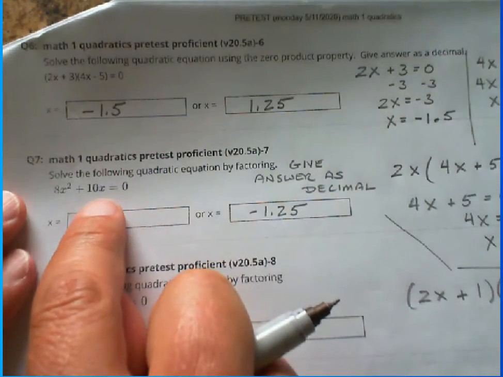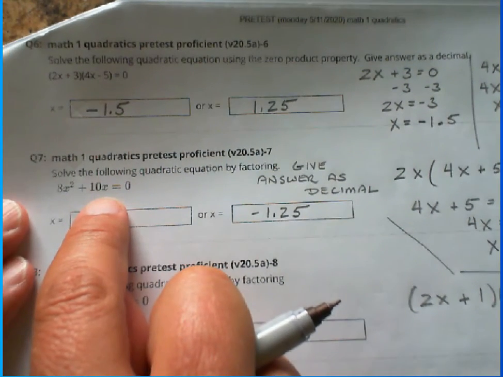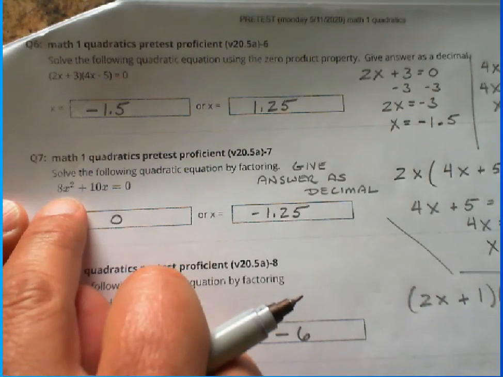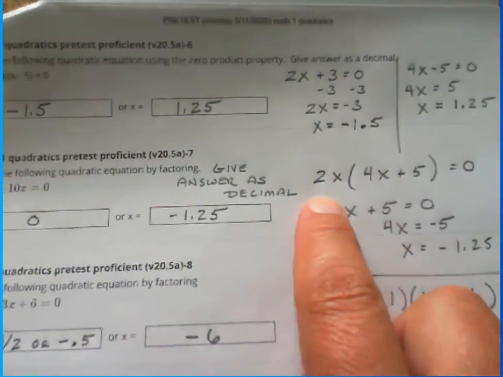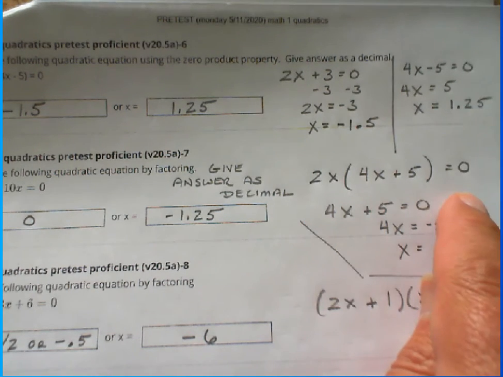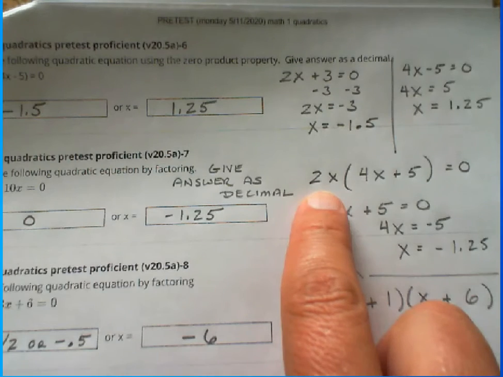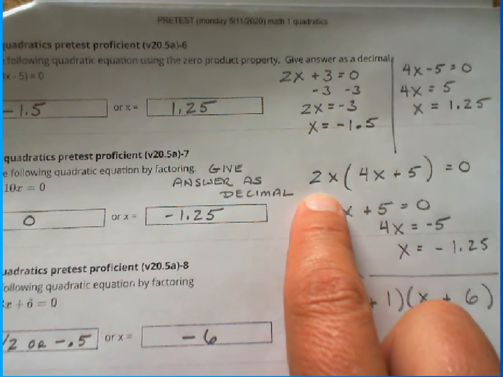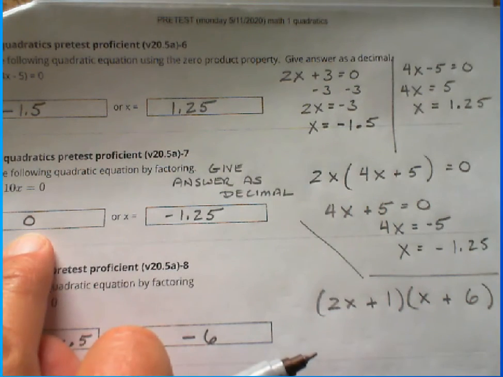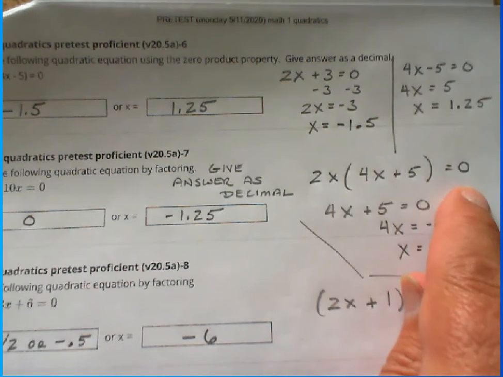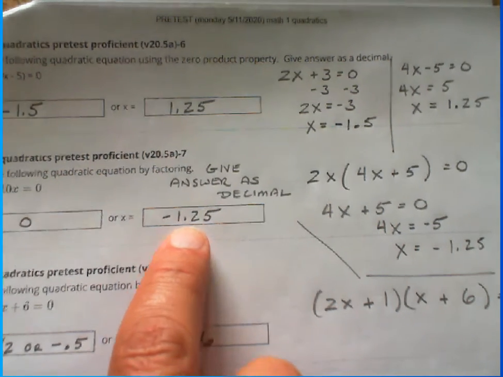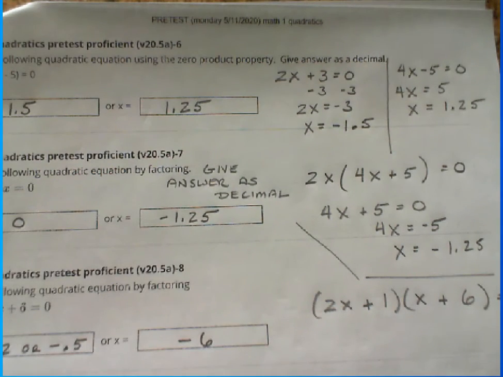I need to factor it first and then use zero product property. So right here, I can see that I can factor out a 2x. So I factored out the 2x right here. So 2x times the quantity 4x plus 5 equals 0. I'm going to set both these pieces equal to 0. So 2x equals 0, which means x equals 0. 4x plus 5 equals 0. Solving that, x equals -1.25. So I factor it, and then I use zero product property.